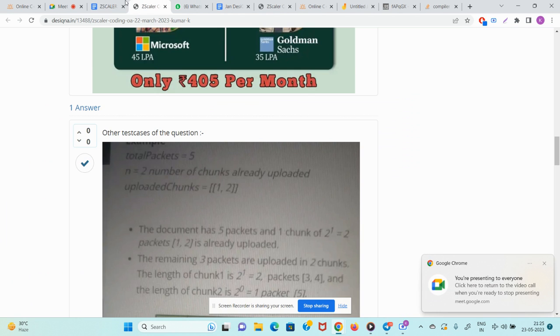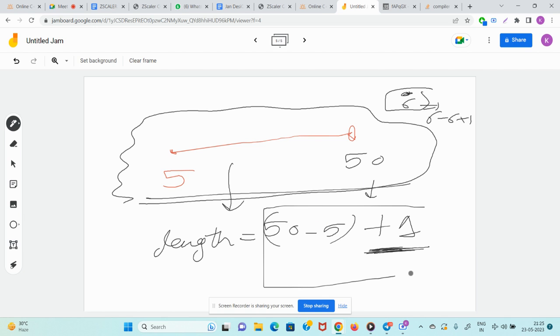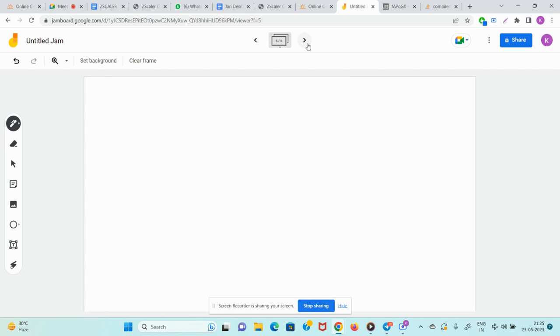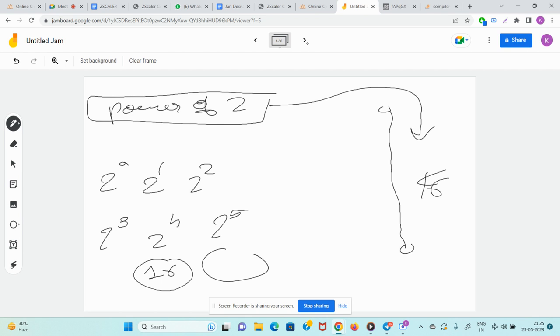So guys, we have these 46 numbers, right? So we have to cover the range of length 46. So now let's imagine it vertically. I have to cover this range of length 46, and I can cover it using the power of 2. So guys, how can I add up powers of 2 such that it becomes equal to 46? I have 2 raised to 0, 2 raised to 1, 2 raised to 2, 2 raised to 3, 2 raised to 4, which is 16. I have 2 raised to 5, which is 32.